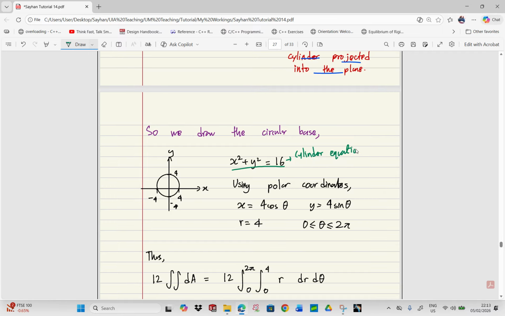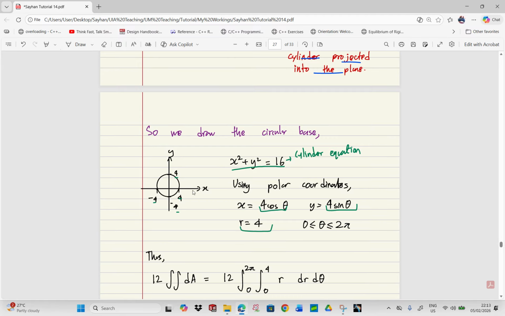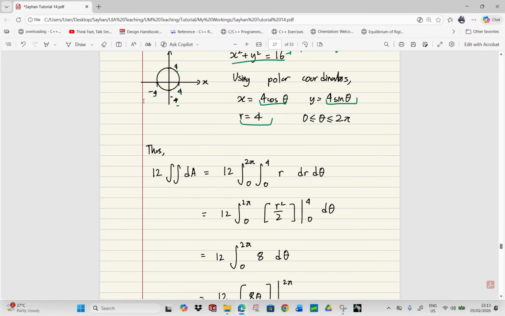So from there, we use polar coordinates. x is 4 cosine theta, y is 4 sine theta, r is 4, and then we change the limits. dA becomes r dr d theta, and we integrate it. Very straightforward. We get 8 after we integrate with respect to r.